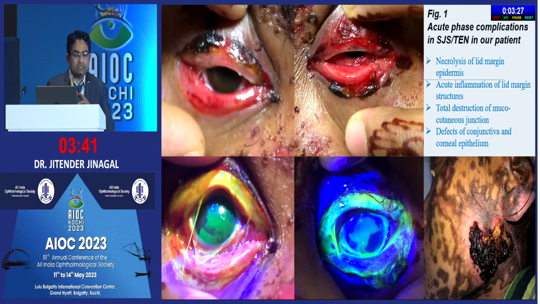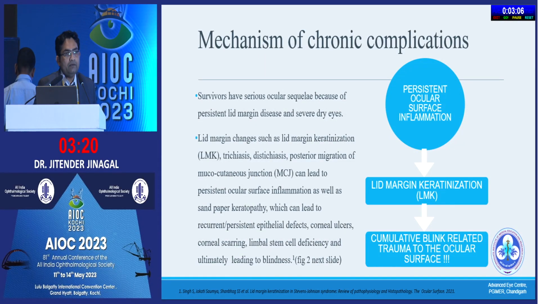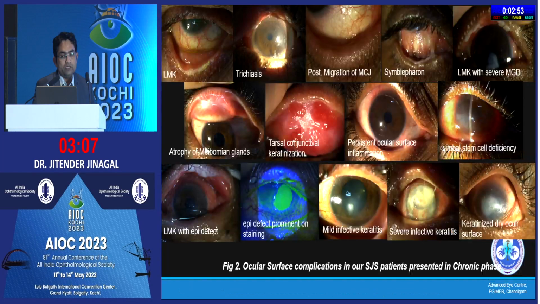In the acute phase, we can see lid epidermal necrosis, acute conjunctival chemosis, as well as conjunctival epithelial defects and corneal epithelial defects. If these are not tackled properly, this may lead to formation of symblepharon and other problems like stem cell deficiency and severe dry eye. Mainly, once the acute phase is resolved, this chronic surface inflammation leads to lid margin keratinization and other lid margin changes, which lead to cumulative blink-related trauma to the ocular surface, in the form of these manifestations they present in the chronic phase.